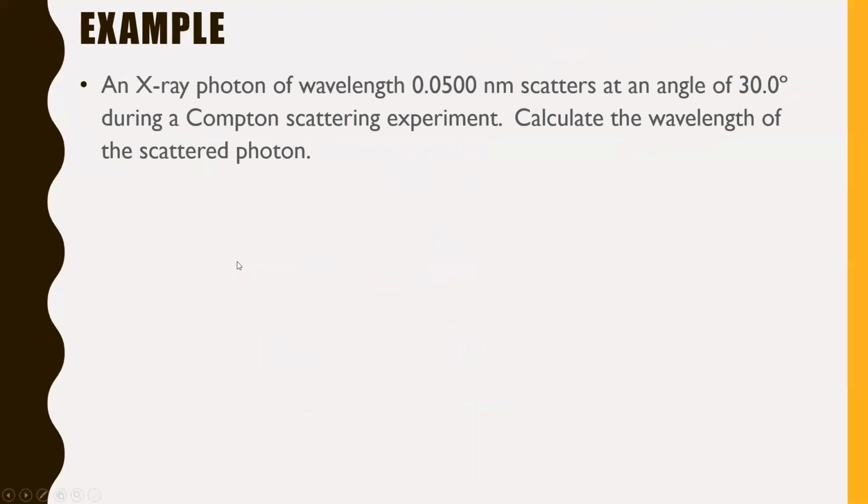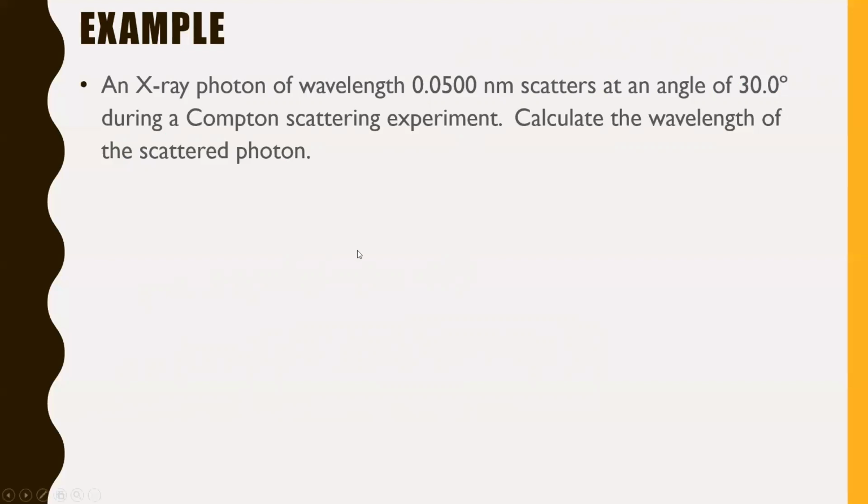All right, so the next one: an X-ray photon of wavelength 0.0500 nanometers scatters at an angle of 30 degrees during a Compton scattering experiment. Calculate the wavelength of the scattered photon.